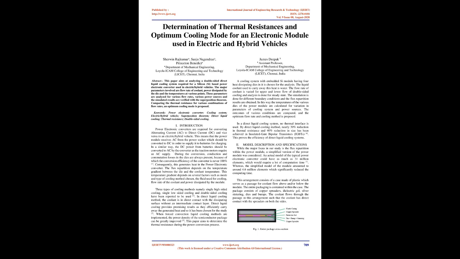The major parameters involved are flow rate of coolant, power dissipated by the die and the temperatures at various points. These parameters are analyzed for various flow rates, various power sources, and the simulated results are verified with the superposition theorem. Comparing the thermal resistance for various combinations of flow rates, an optimum cooling mode is proposed.